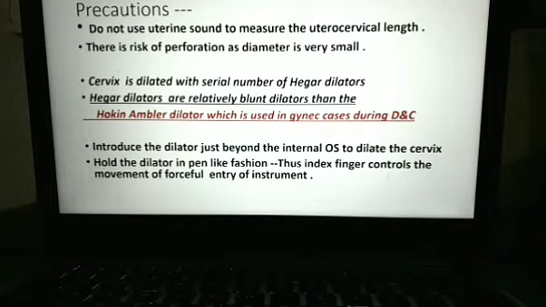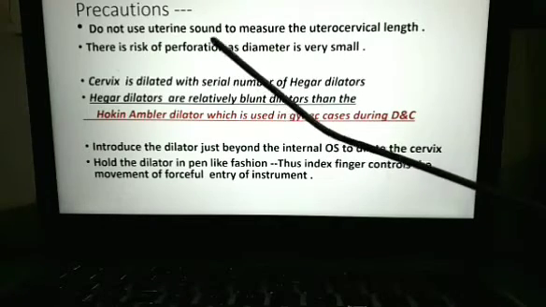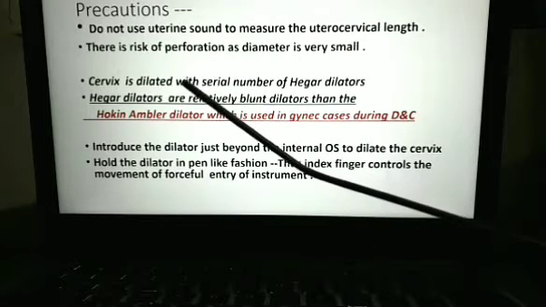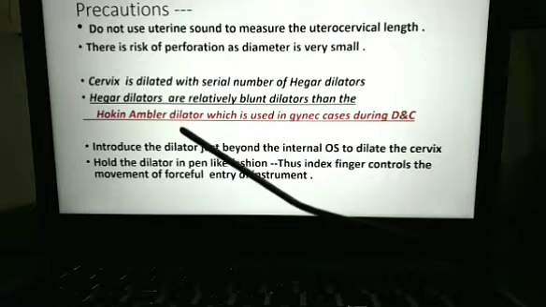Like when I am doing dilatation and curettage, D and C, for infertility, tuberculosis, the uterine sound is used to measure the uterocervical length. This instrument is also used prior to the introduction of IUCD to know the exact uterocervical length, but not used during suction evacuation.